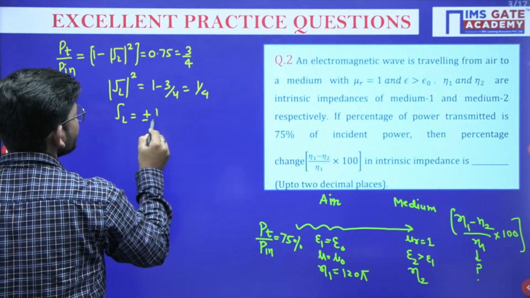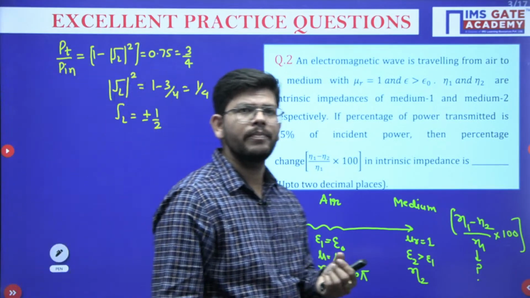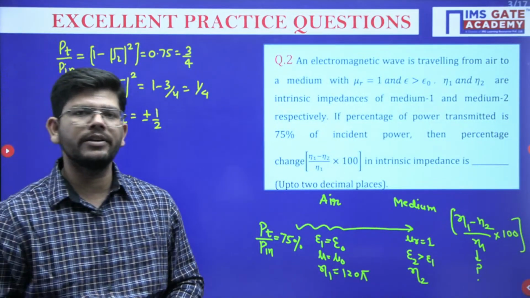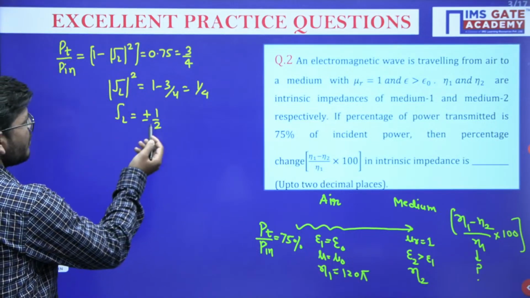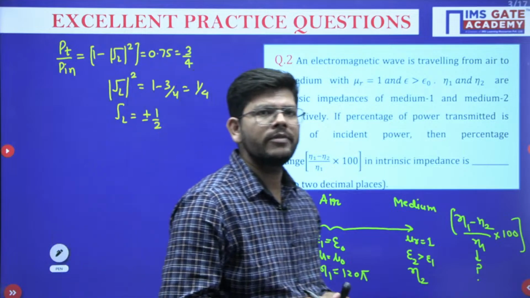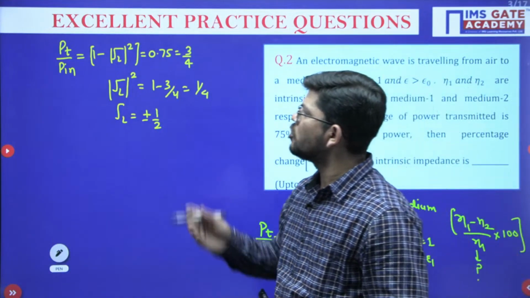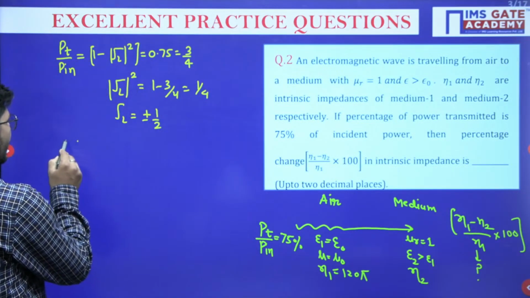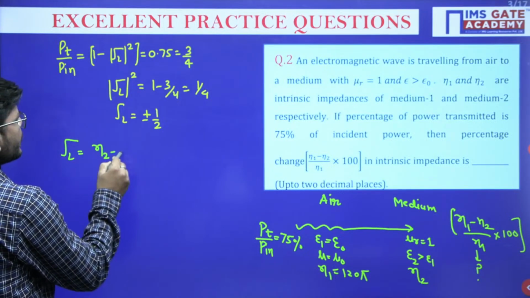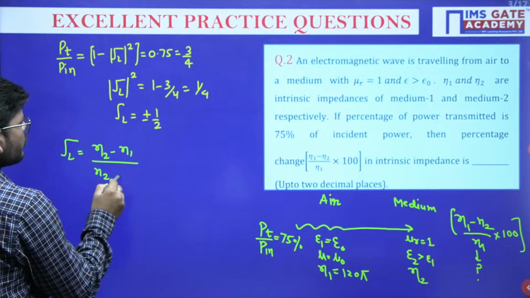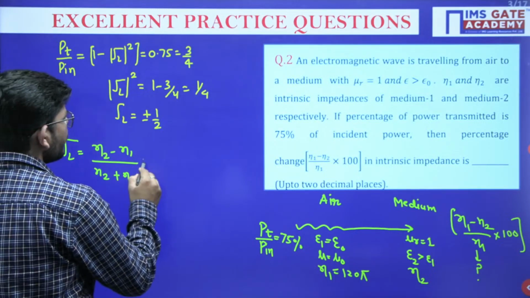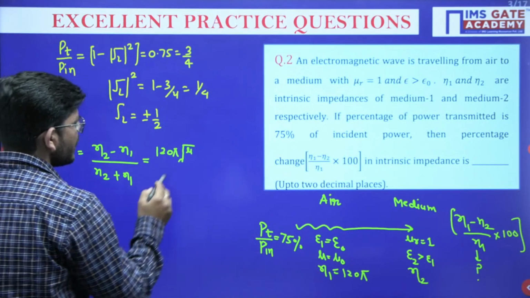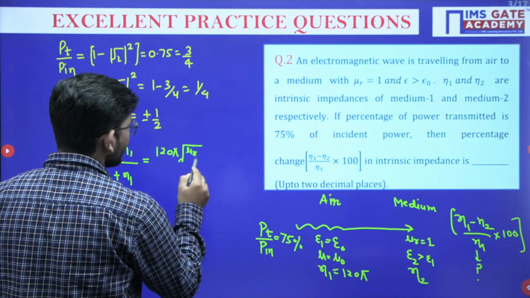Now whether we take the positive or the negative value, this is what we have to decide. Gamma is either plus 1/2 or minus 1/2, the reflection coefficient. So from the given data, the ratio of power, we can find the reflection coefficient. Now you know that gamma L is equal to neta 2 minus neta 1 divided by neta 2 plus neta 1, isn't it? And what can we write for it? We can write it as 120 pi times root of mu r over epsilon r.